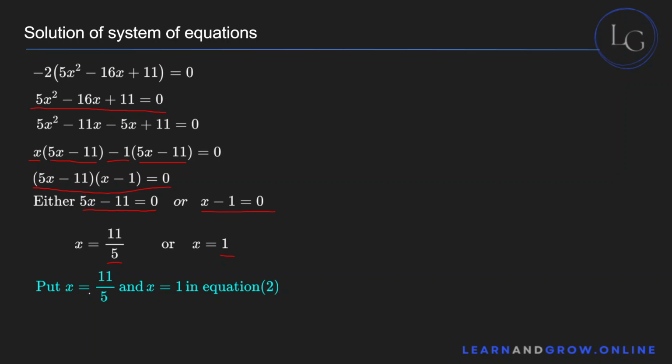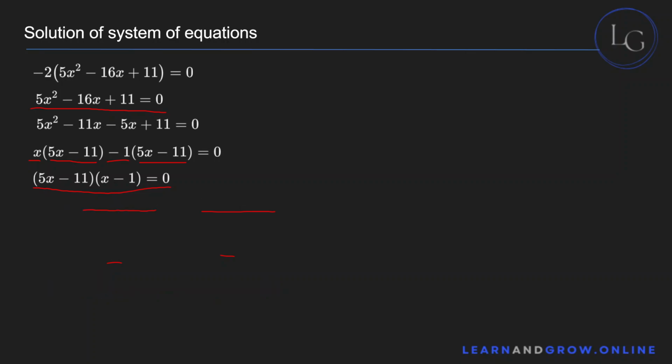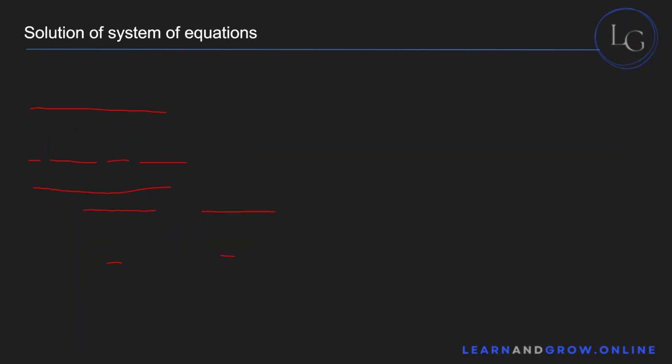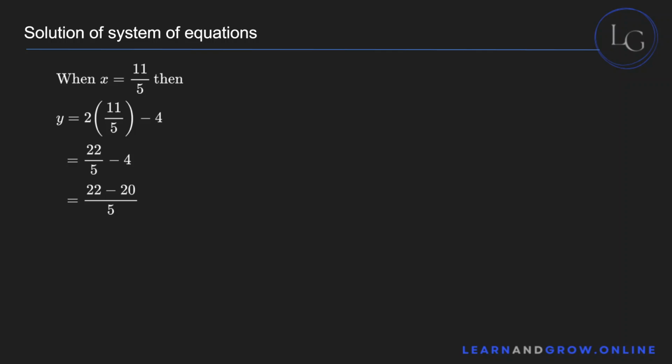Now, you have to put these values of x in equation 2. Just a reminder, this is equation 2. y is equal to 2x minus 4. Now, put x is equal to 11 over 5 in y is equal to 2x minus 4, and upon solving it, you'll get a value y is equal to 2 over 5. And then you basically have this solution set. When x is 11 over 5, y is 2 over 5.